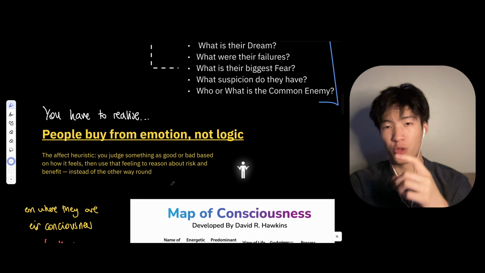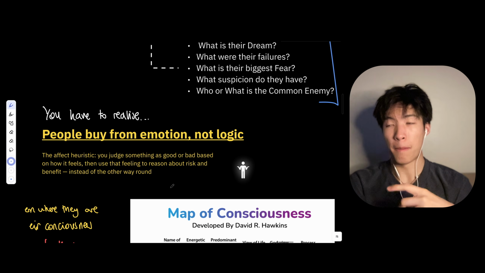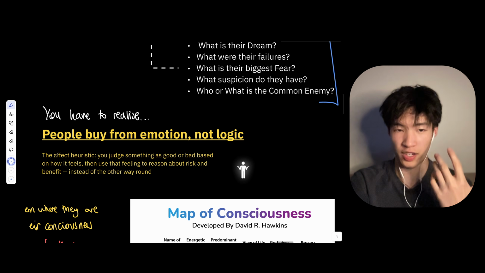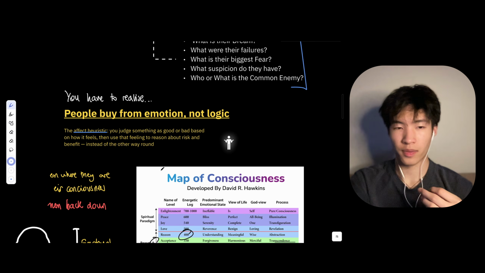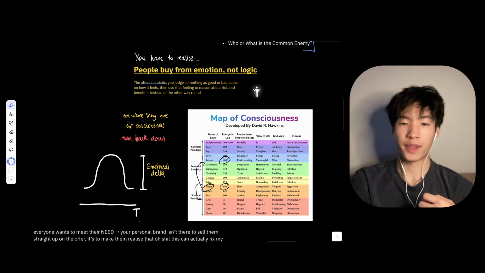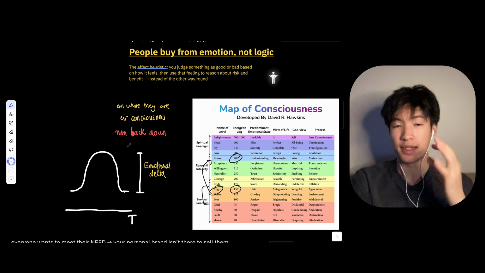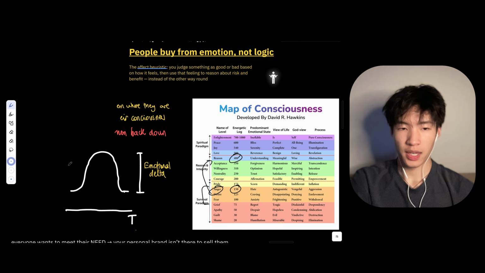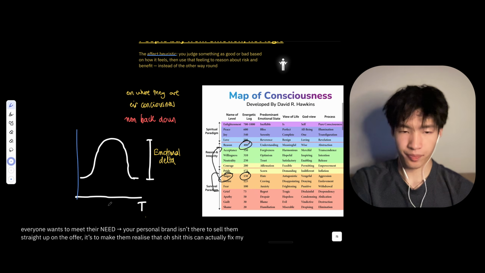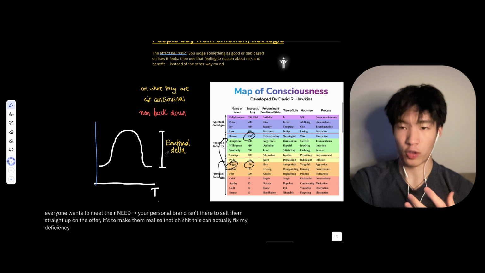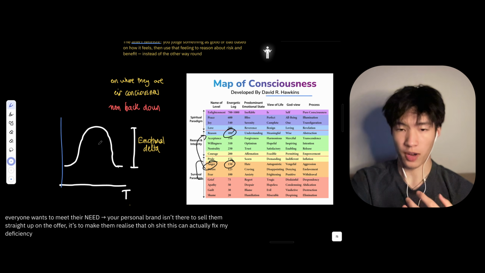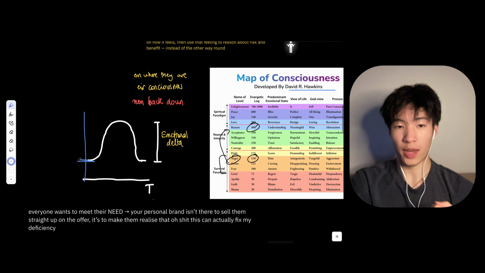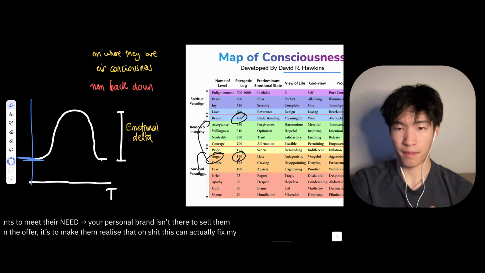And so you have to tap into your audience's emotions. You can't just battle them through with logic, because that's never going to work. Because think about the effect heuristic, they buy through their emotions. And essentially, the best way that I've found to actually convert is to think about the map of consciousness, which was developed by David R. Hawkins, sorry.